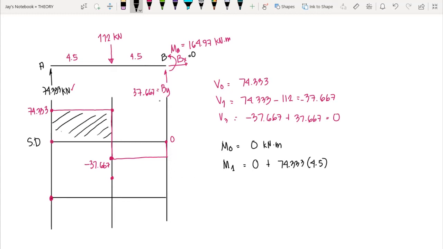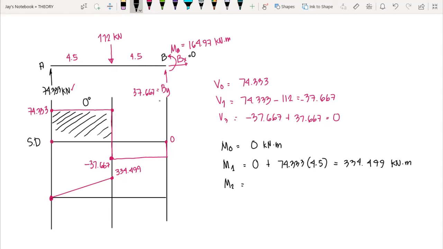If you have not watched my discussion regarding how to create a shear and moment diagram, I posted the link in the description, so please watch that discussion. That would give us 334.499 kilonewton meter. Since our shear diagram here is 0 degree, we have a first degree moment diagram, a line. Let's connect the two points. The maximum value of this moment diagram is 334.499.